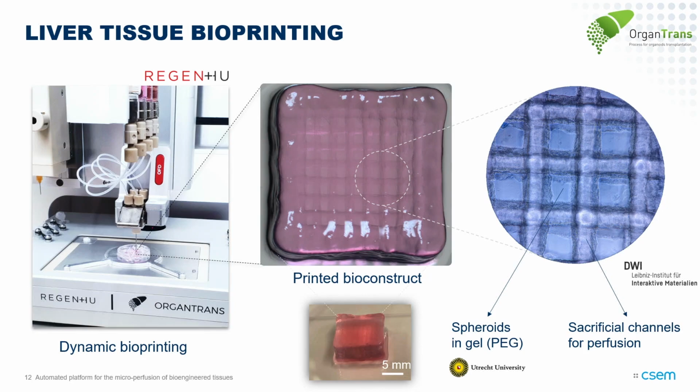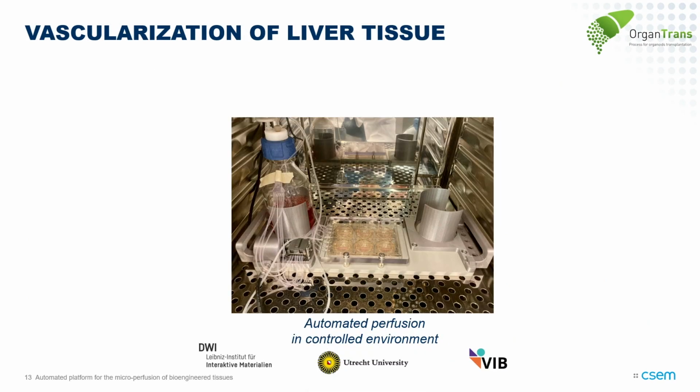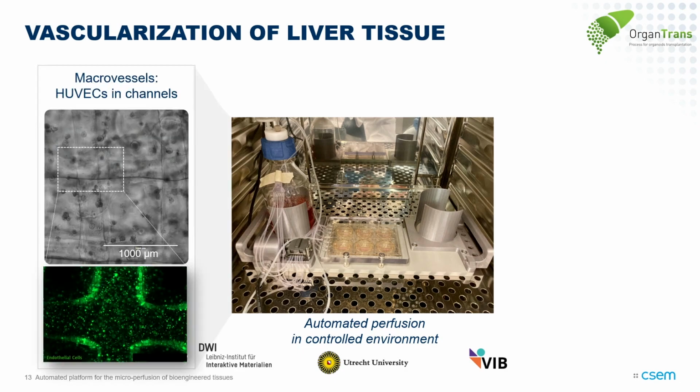So now we are interested in how this gel can vascularize, and so here you can see how the setup placed in the incubator at our partner in Utrecht. And then we have on the one side the formation of macro vessels, which are provided by the printing technology. So by dissolving these sacrificial channels, we can see on the bottom image here endothelial cells labeled with GFP that can circulate in these hollow channels. And the little dots here are actually the spheroids that were printed with the gel.